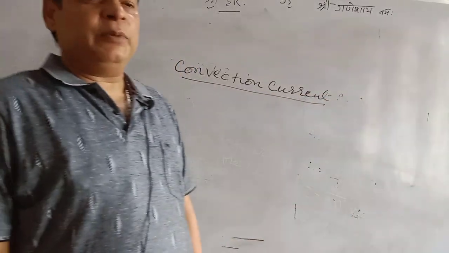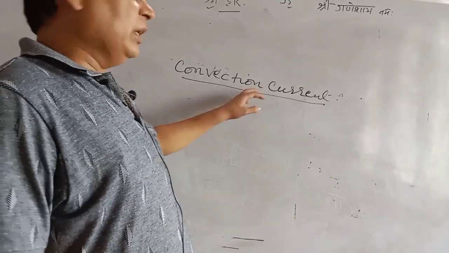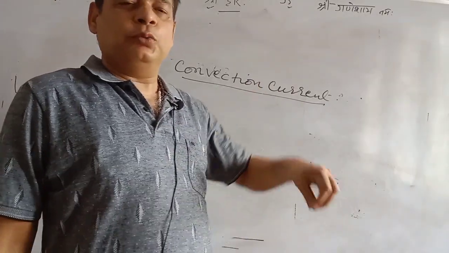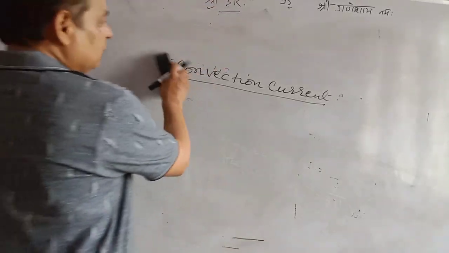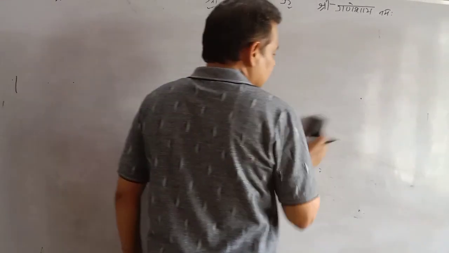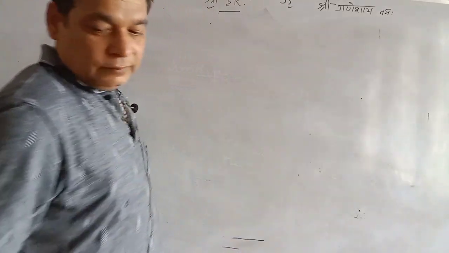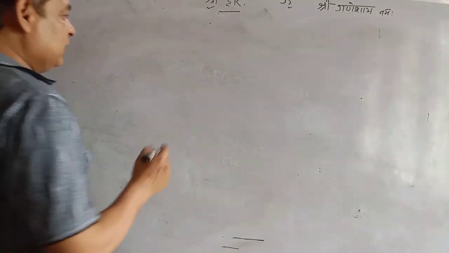So current might be due to conduction, current might be due to revolution of charges. I am taking one of the example of convection current.